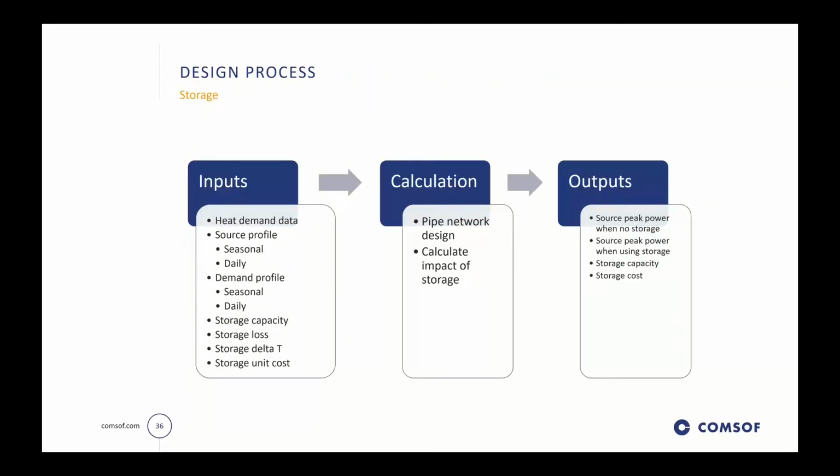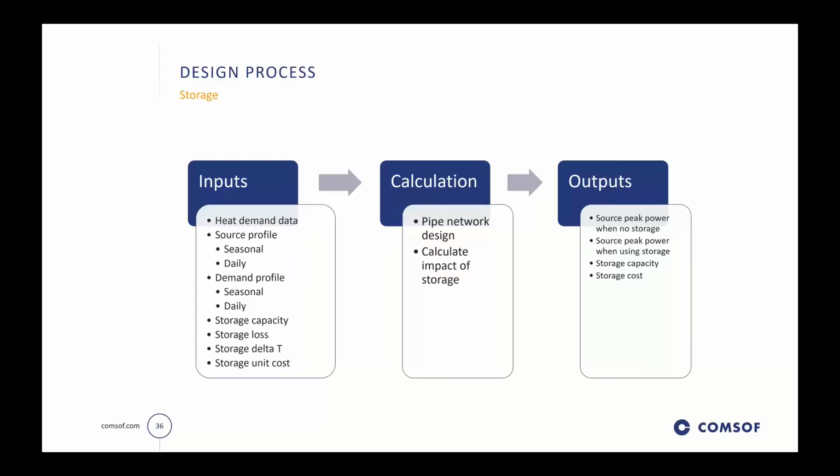So what's the design process? We have a number of inputs. First of all, the heat demand data, of course. We will need the source profiles, whether it be seasonal or daily. The demand profile as well, seasonal or daily. The storage capacity that you want to use will be an input. The storage losses, because every storage tank has a certain loss. The heat is slowly escaping. The delta T in our storage between the top layer and the bottom in the storage tank. And we also take into account the cost of the storage.